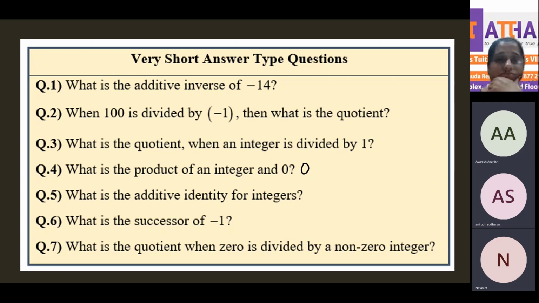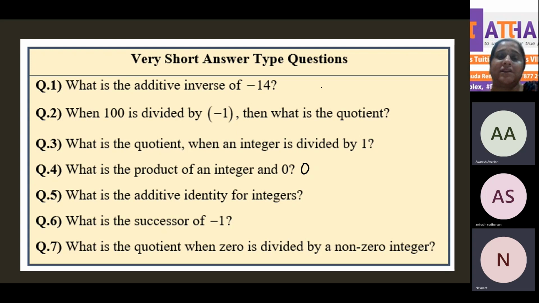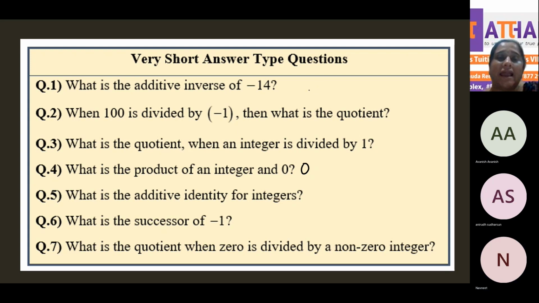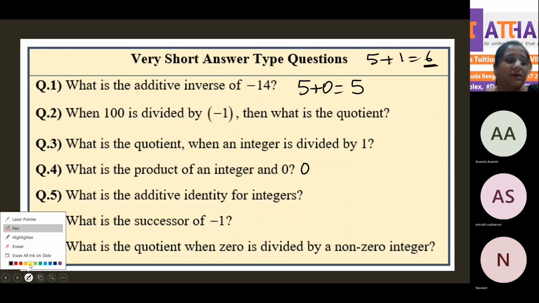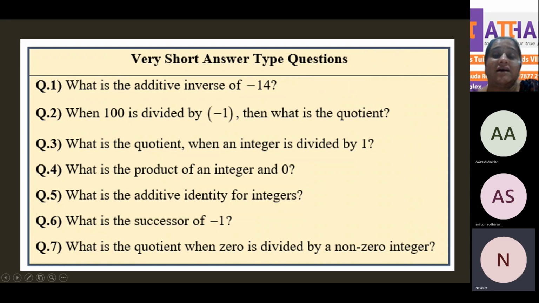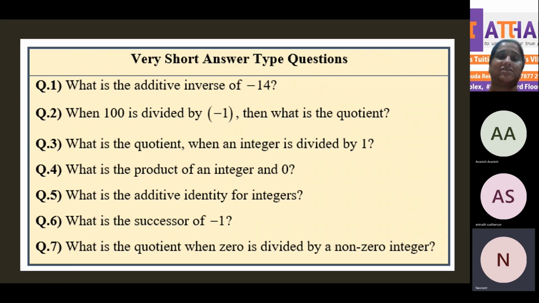1, ma'am. 0, ma'am. Who says 0? Me, ma'am. Anirudh, very good. 0. Additive identity for integers. Very good, Anirudh. It is 0 because 5 plus 0 is the integer 5 itself. If you add 1, 5 plus 1, it becomes 6. Where is the answer identical? What do you mean by additive identity? You must get an identical answer. Identity means identical answer, meaning the same thing you must get.